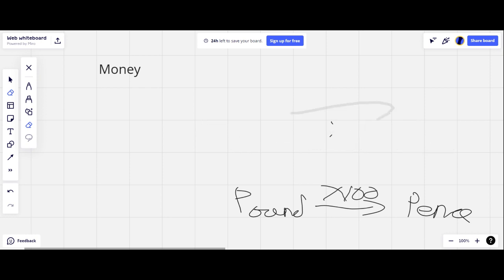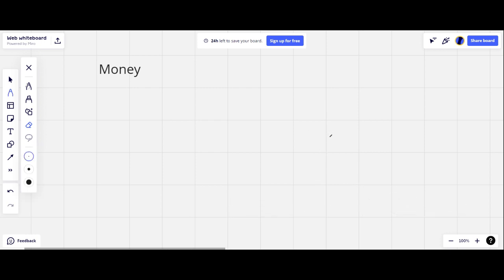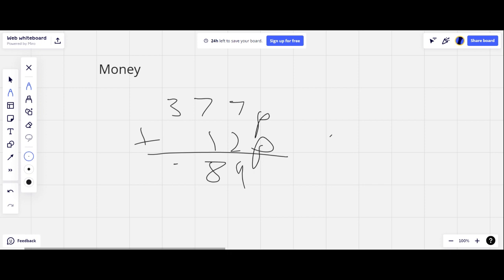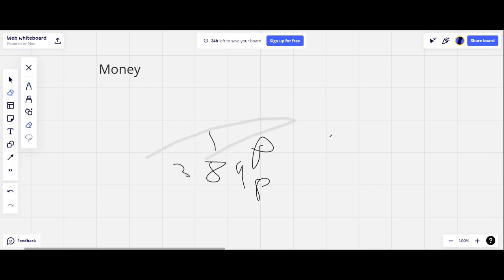Let's go into pence plus pence and pounds plus pounds. 377 pence plus 12 pence. Normal addition, 389 pence. Only thing that's different here is the pence sign. Other than that, it's just normal addition.